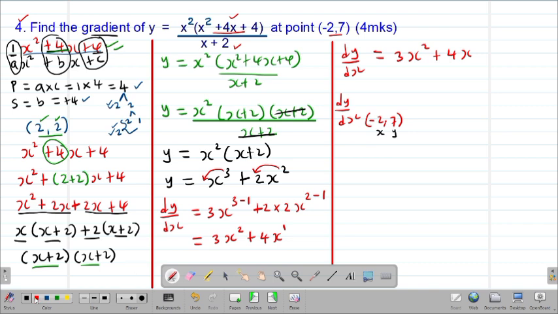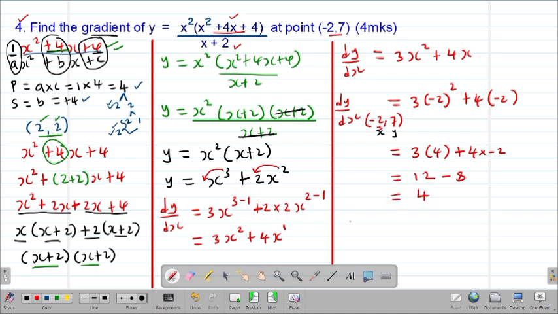So through this particular point, I'm going to have 3, where I have x, I'm going to substitute the value of x, which is negative 2. So I'll have 3 into negative 2 squared, then plus 4 into my x is still negative 2. Therefore, dy dx will be equal to 3, negative 2 squared, I'll get positive 4, then plus 4, then of course multiplied by negative 2. So this will be 3 by 4, I'll get 12, 4 by negative 2, I'll get negative 8. Then of course 12 minus 8, I'll get a positive 4.